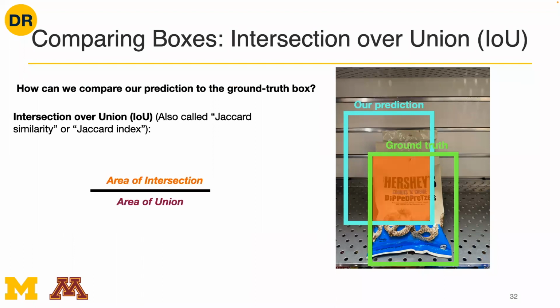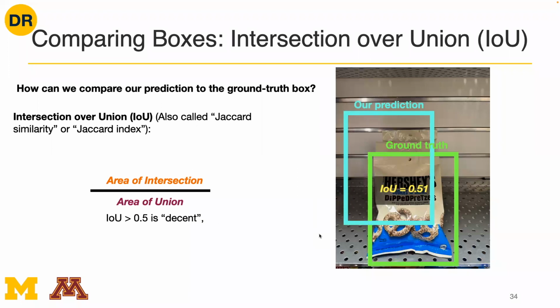So what we can do, as the name suggests, is measure how many pixels there are in the intersection between these two bounding boxes, and we can put that into the numerator of our equation. So we'll just measure the area of intersection. And then in the denominator, we'll take the union of these two bounding boxes, all of the pixels that are contained in either one of the two bounding boxes. That'll result in a scalar value measuring how much overlap there is between our two bounding boxes.